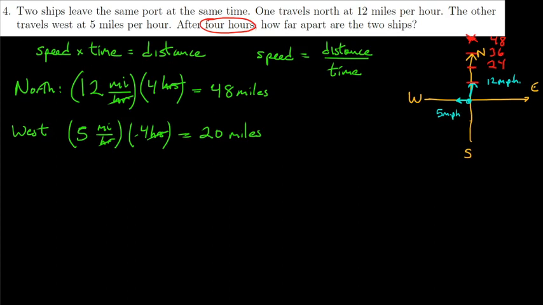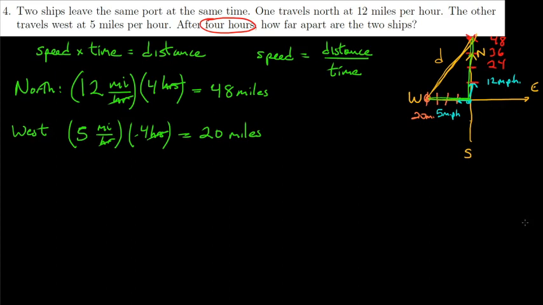Okay, what about the westbound ship? So after 1 hour, it traveled 5 miles. 2 hours, 10 miles. 3 hours, 15 miles. And then 4 hours, 20 miles. Okay, so this is where the westbound ship is. And what we want to ask is, what's the distance between these two ships? So I'll call that D for distance. Okay, so think about that for a second, and hopefully you can come up with the answer.